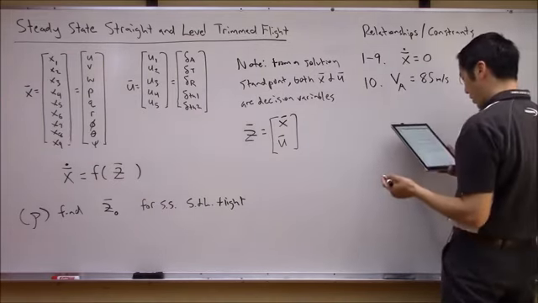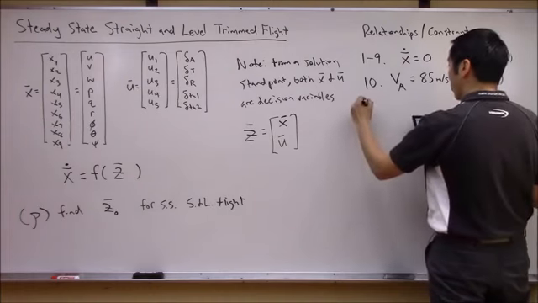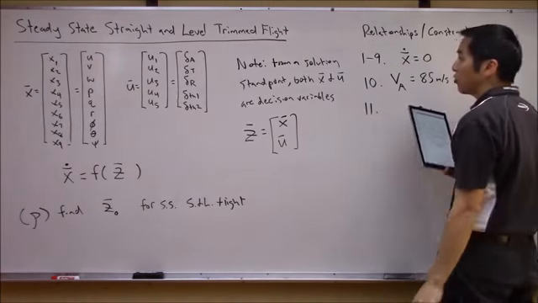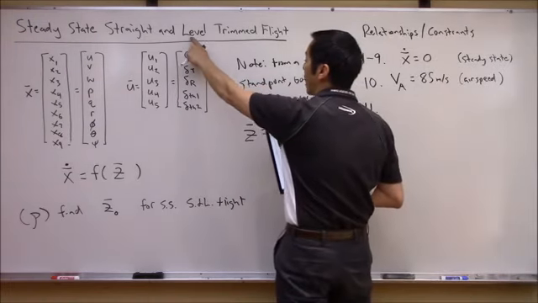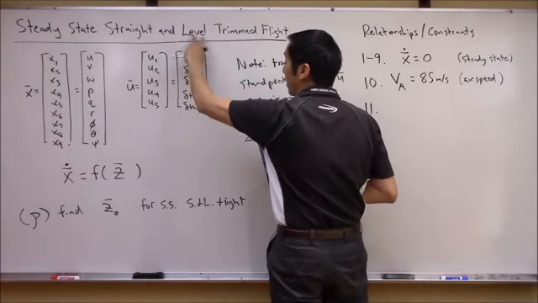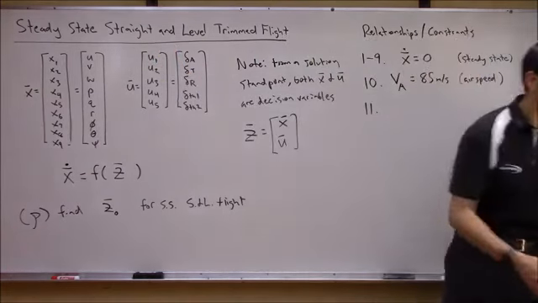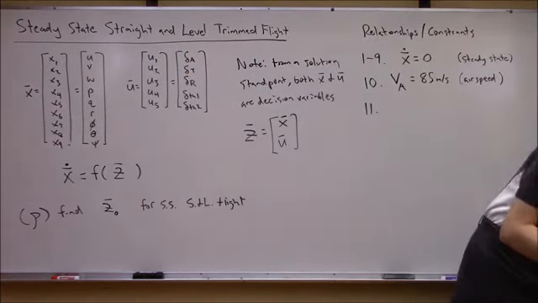What else? Okay, let's do constraint number 11. How about level? Actually, let's combine: how about straight and level? What does that mean, straight and level? So you've got your aircraft.